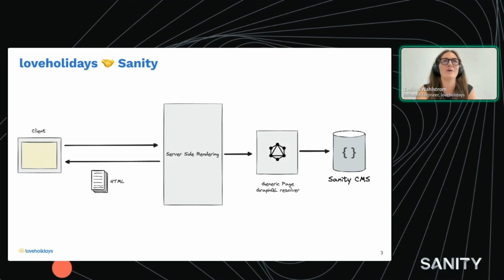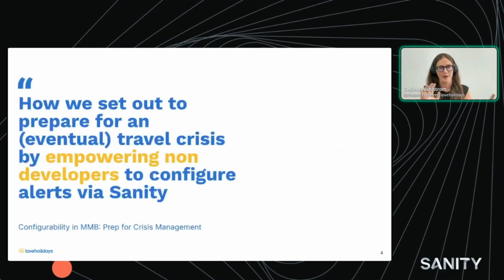So how did we set out to prepare for an eventual travel crisis by empowering the editors to configure alerts through Sanity? Well, what does crisis management actually look like for a travel company, you might ask? When I say crisis, it can be any crisis that can impact a customer traveling. That can be anything from a wildfire to earthquakes.